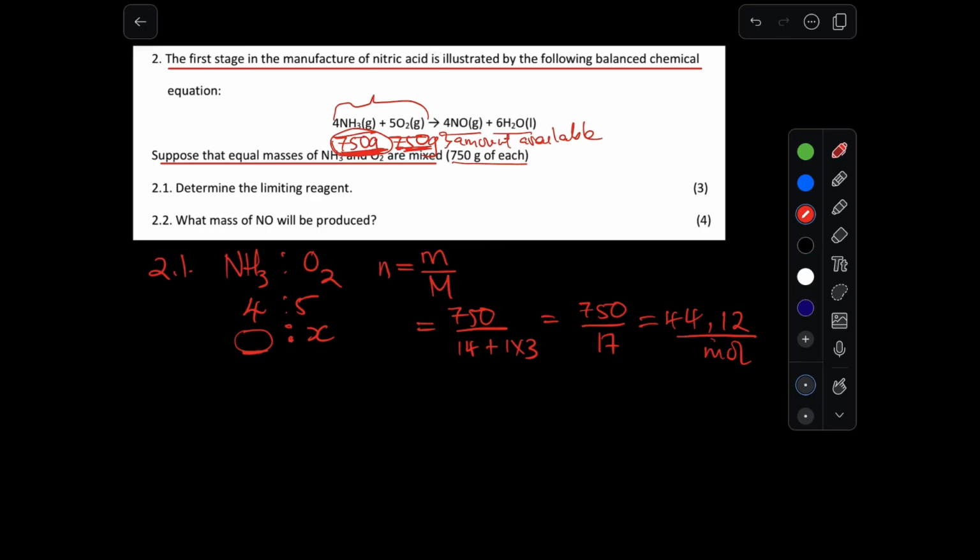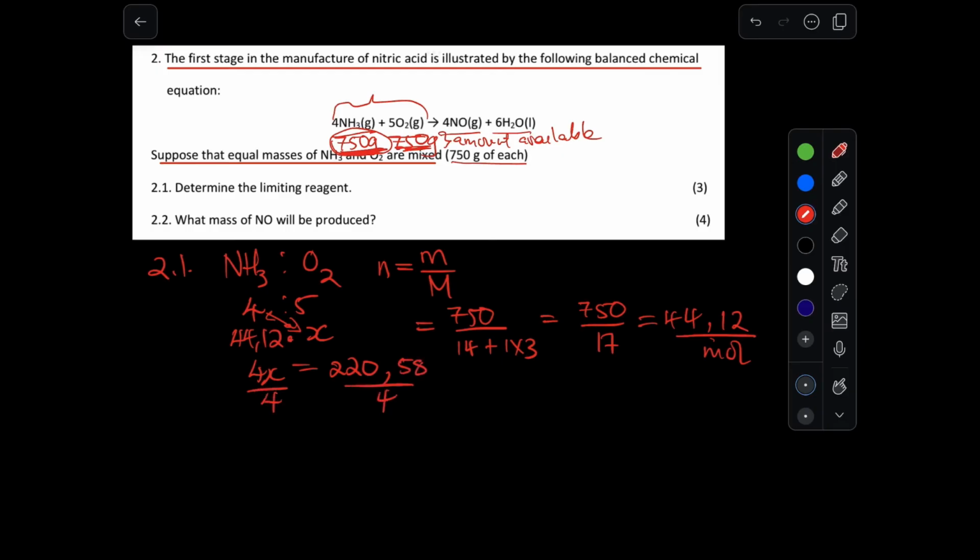44,12. So here, let me erase it. Here we'll put the 44,12 there, and then we cross multiply. When we cross multiply, we have 4x is equal to 5 times 44,12. So 44 times 5 will be 220,58, and then we divide by 4 on both sides.